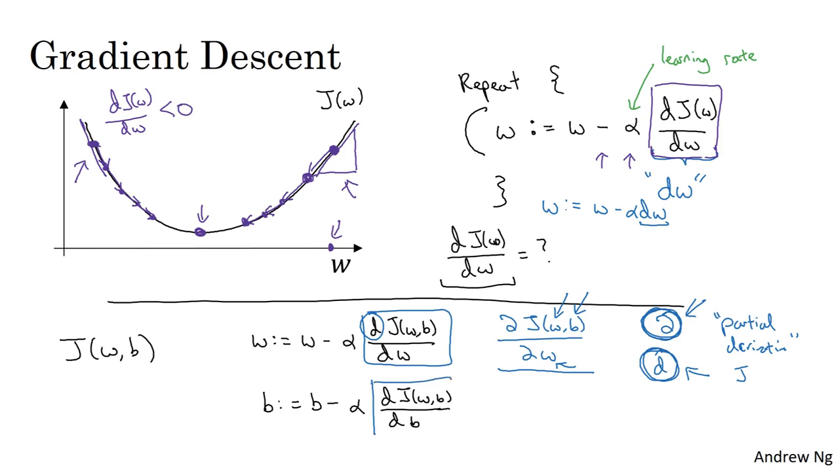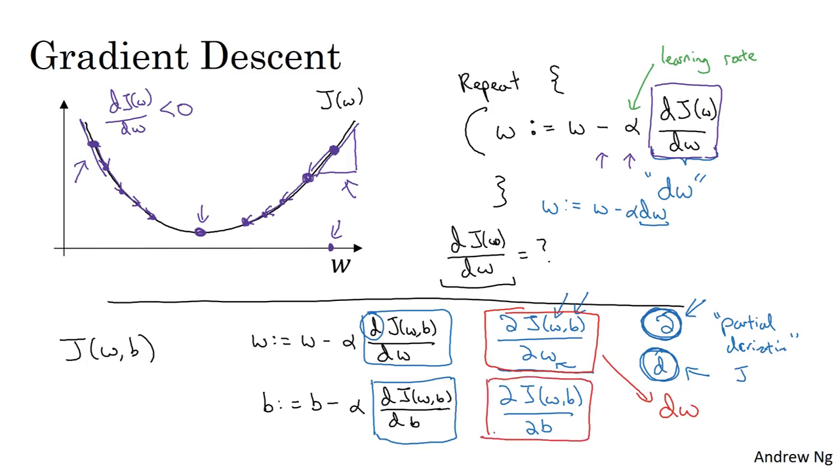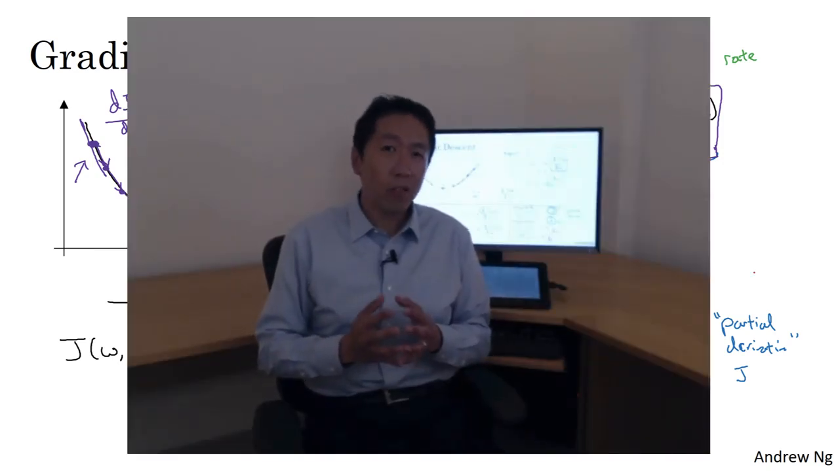And similarly, to adhere to the formally correct mathematical notation in calculus, because here J has two inputs, not just one, this thing at the bottom should be written with this partial derivative symbol. But it really means almost the same thing as lowercase d. Finally, when you implement this in code, we're going to use the convention that this quantity, really the amount by which you update w, will be denoted as the variable dw in your code. And this quantity, the amount by which you want to update b, will be denoted via the variable db in your code. Alright, so that's how you can implement gradient descent.